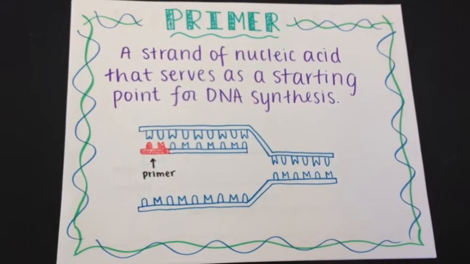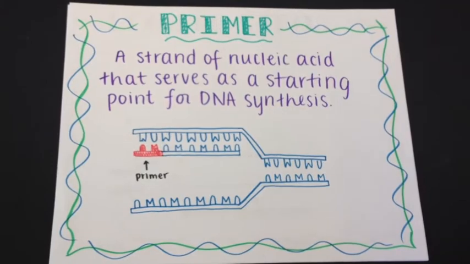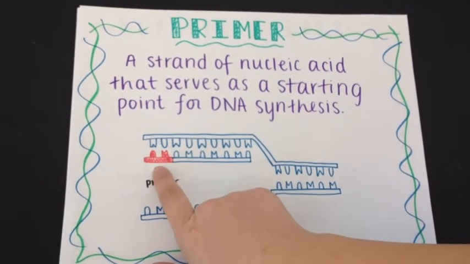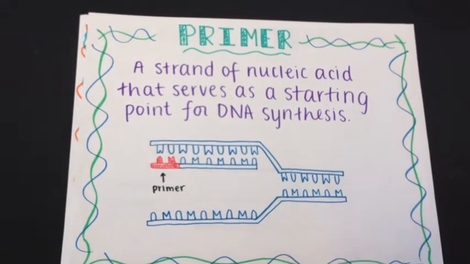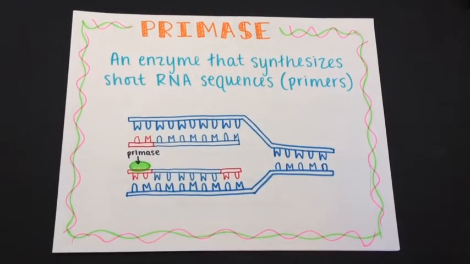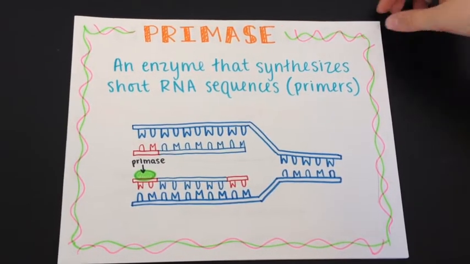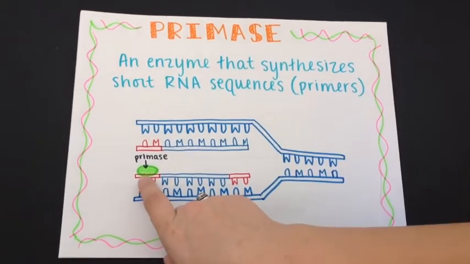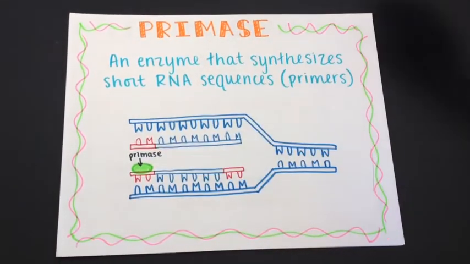In DNA replication, the primer is a strand of nucleic acid that serves as a starting point for DNA synthesis. So here's the primer, and it's going to be the starting point for the new DNA being synthesized. Next is primase, which is an enzyme that synthesizes short RNA sequences, or the primers from the last slide. So here's the primase, and it's going to synthesize these primers, which are in red.